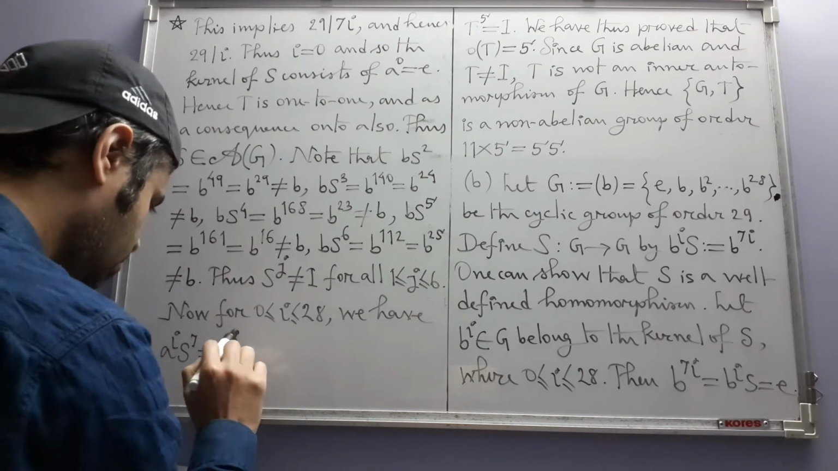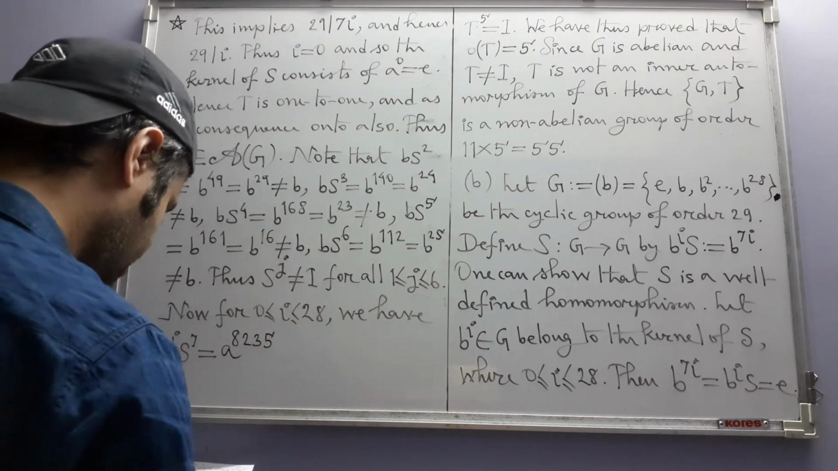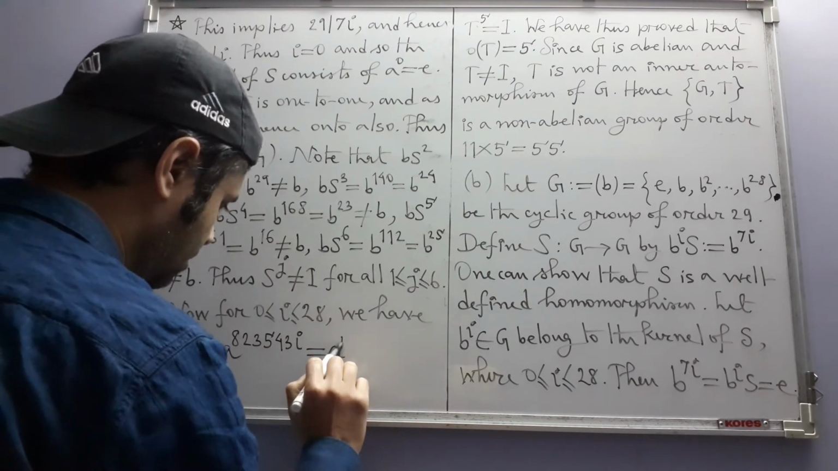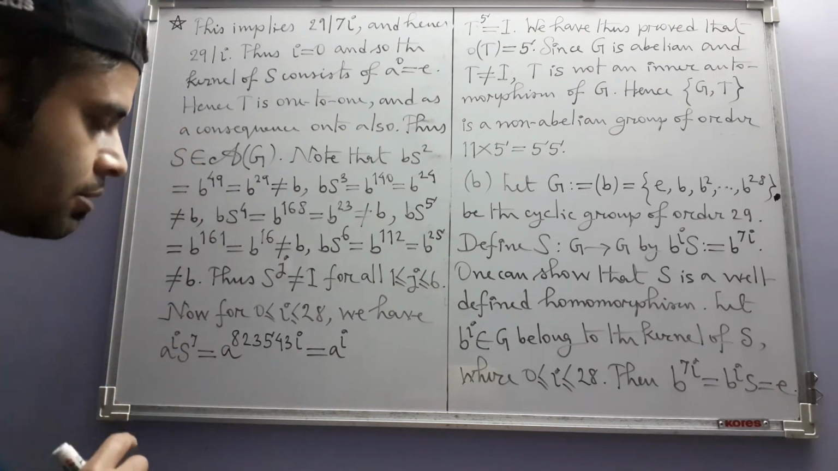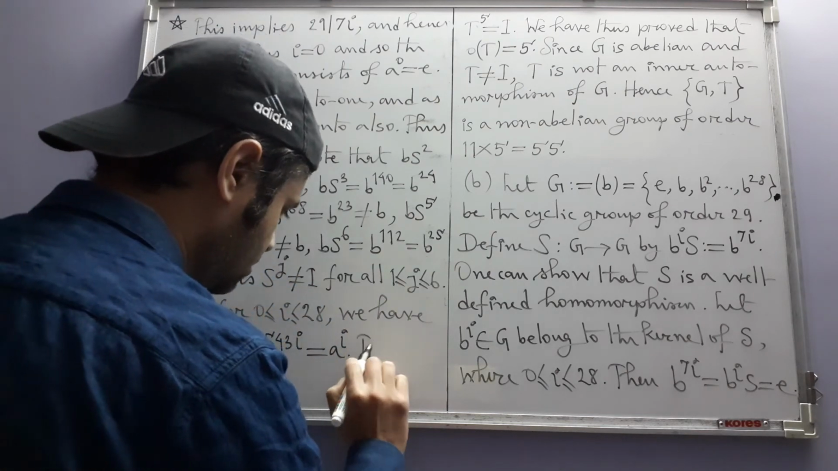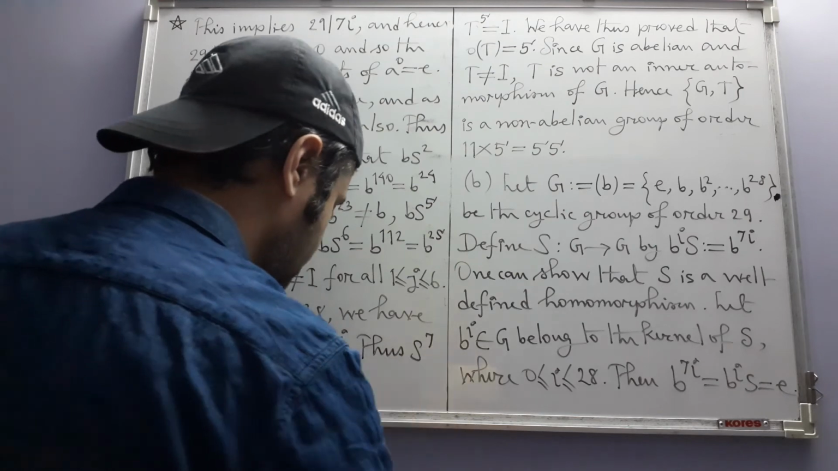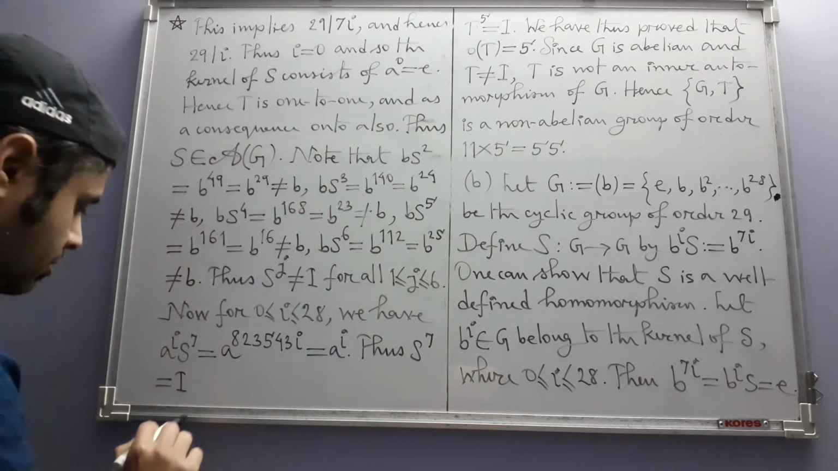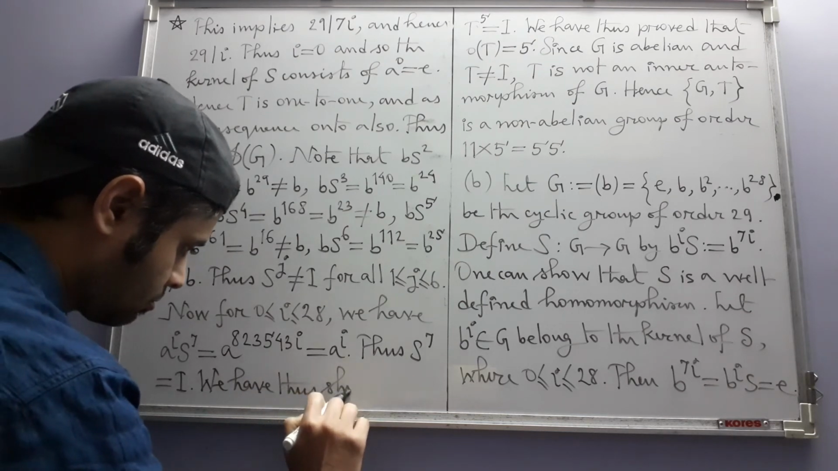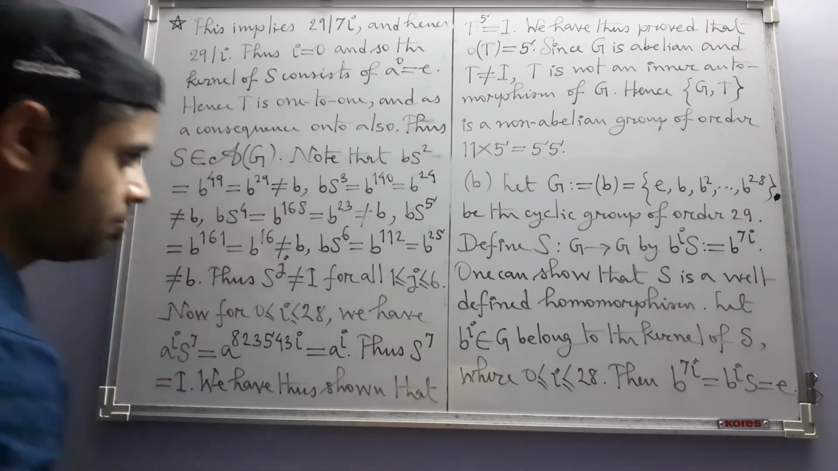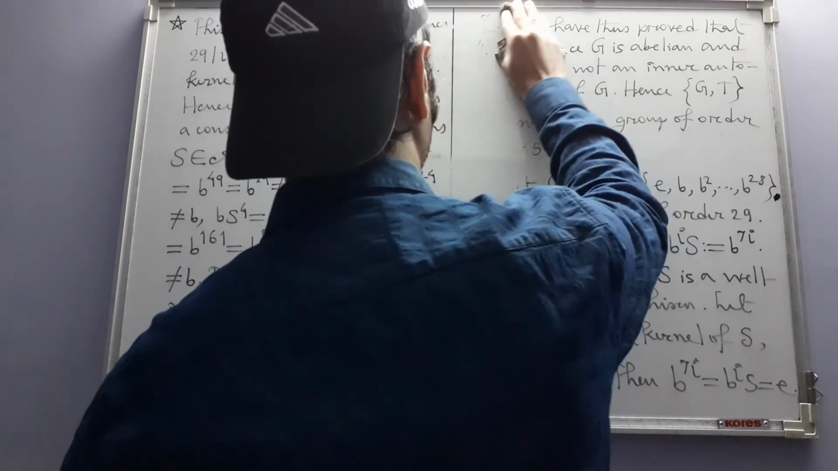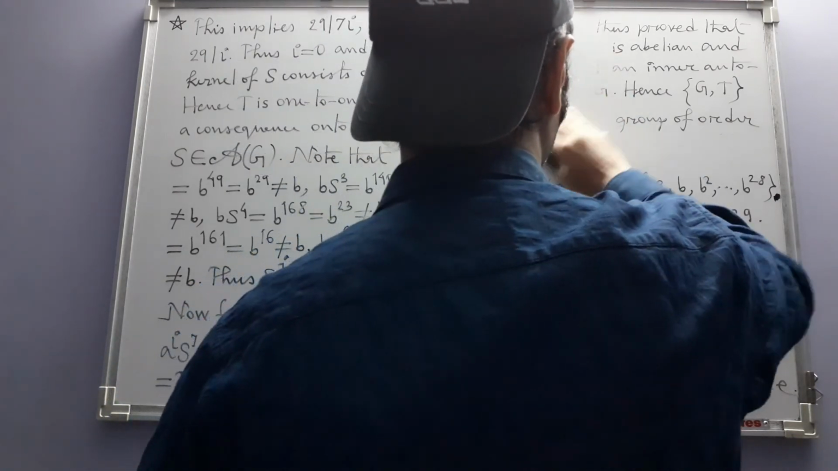It becomes 8 2 3 5 4 3 i, and this turns out to be equal to a to the power i, showing that s to the power 7 is nothing but the identity automorphism. Please verify these calculations. Thus, s to the power 7 is the identity automorphism. We have thus shown that the order of s is 7 this time. T had order 5 in the previous part.